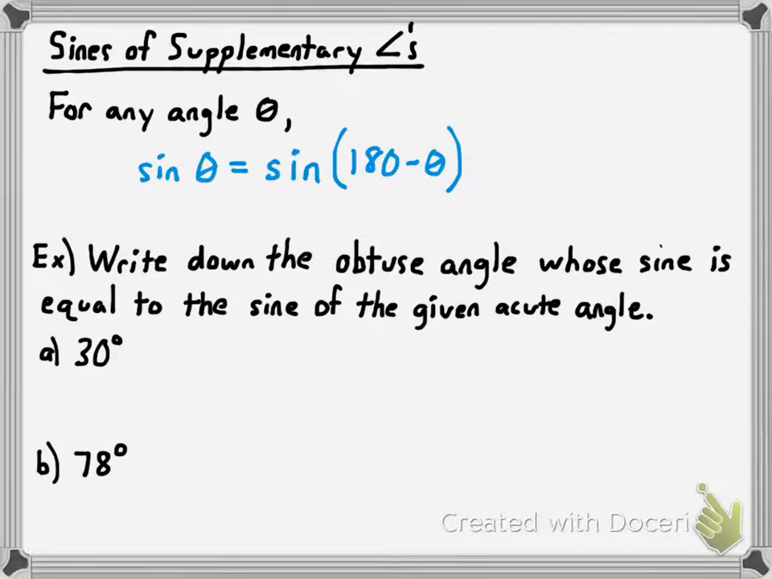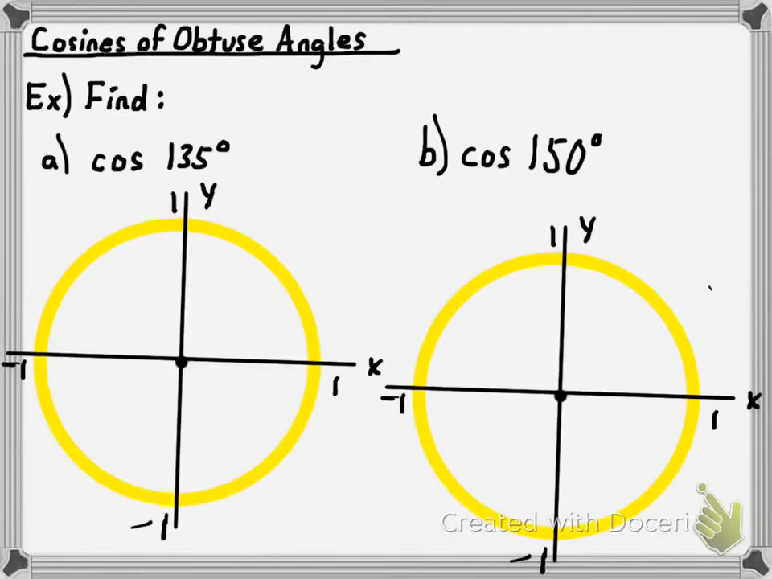All right. And just to finish that thought before we go into cosines then, if I told you to write down the obtuse angle whose sine is equal to the sine of the given acute angle, well, you know that the angle that would have the same sine value as 30 degrees would have to be supplementary to 30 degrees, and so that would be 150 degrees, right? The angle whose sine would be the same as the sine of 78 degrees would have to be the supplement of that, which would be 102 degrees. Good. Now let's take a look at cosines.